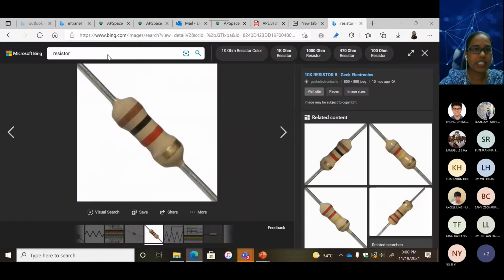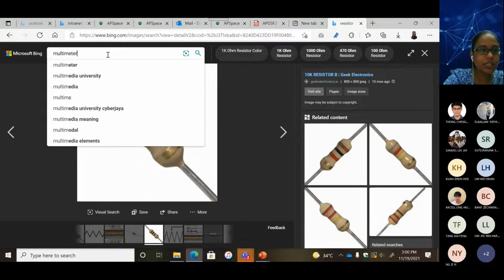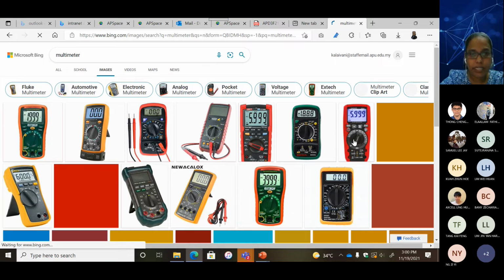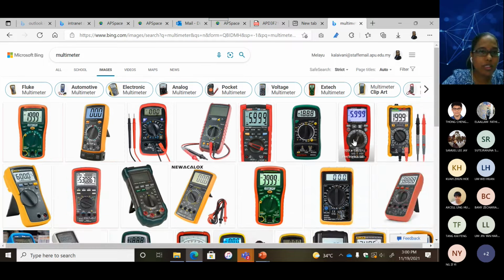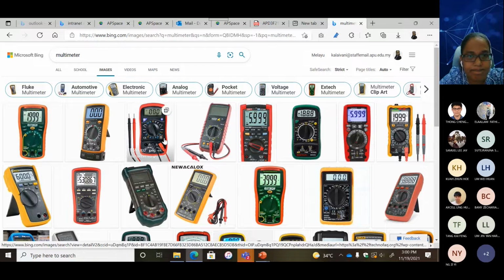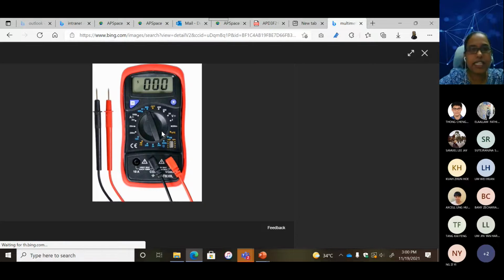Okay, this is the shortcut way I always want to show something. I always Google here, so you may have a look at this part. Multimeter. Usually we have this type in the lab. Let's pick up one, for example this one. Just have a look.